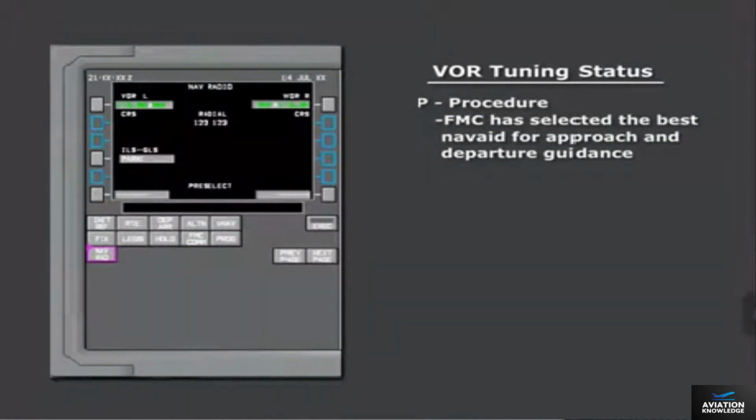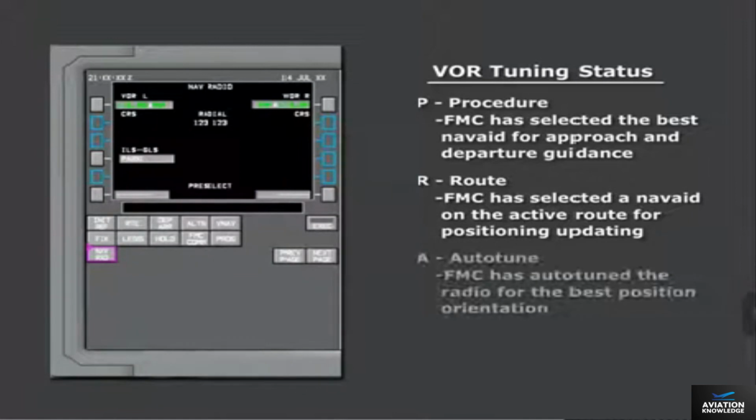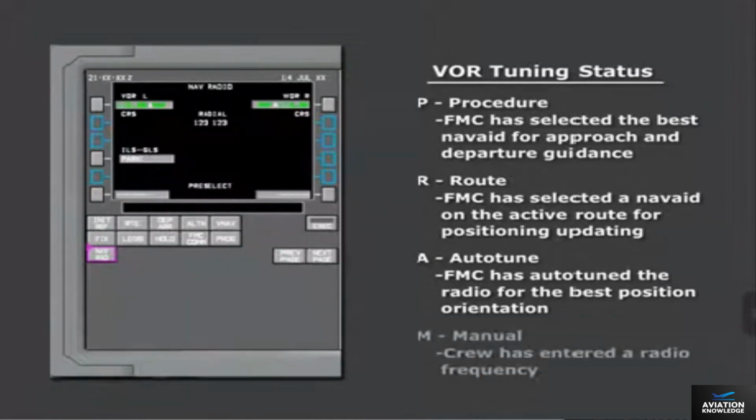P. Procedure auto-tuning means the FMC has selected the best nav aid for approach and departure guidance. R. Route auto-tuning means the FMC has selected a nav aid on the active route for position updating. A. Auto-tuning indicates the FMC has auto-tuned the radio for best position orientation. And M. Manual is displayed when the crew has entered a radio frequency.